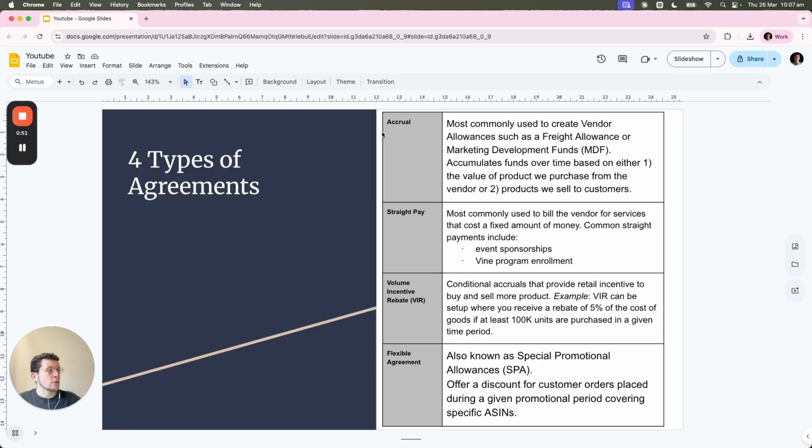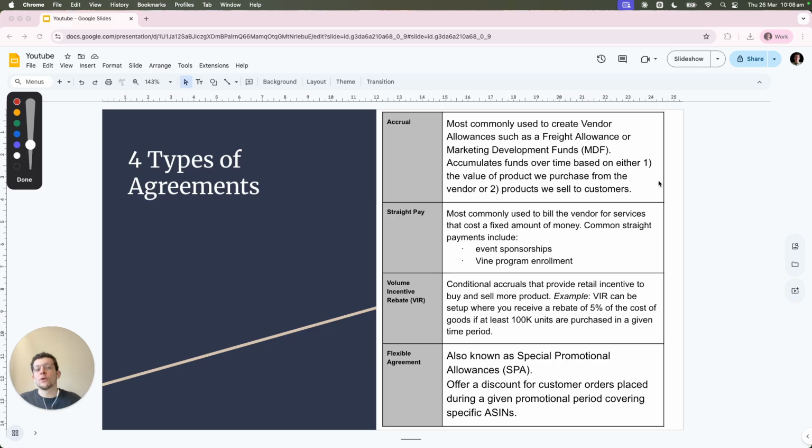So the first is accruals. These are the most common. These are what are used to create your trading terms with Amazon, your marketing funds. They will accumulate funds based on purchases or sales to customers. So they're typically unit based agreements. So maybe $1 per unit, and so every time Amazon orders a product from you, or every time they sell a product to the customer, Amazon will then claim back from you that cost per unit.